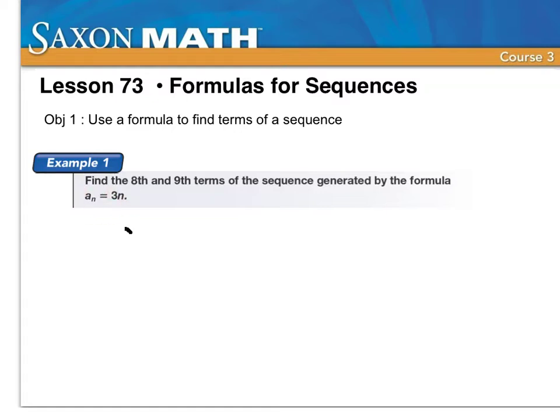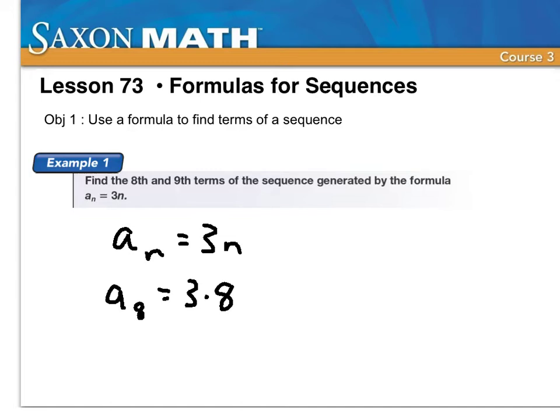Okay, so I'm going to rewrite this formula. And remember, we learned about sequences a few lessons back. Remember, this n stands for the term number. We want the 8th and 9th terms. So all I'm going to do is say that the 8th term, this is the notation for the 8th term, is equal to 3 times, and we're going to put 8 in for n, because we're replacing this n with 8.